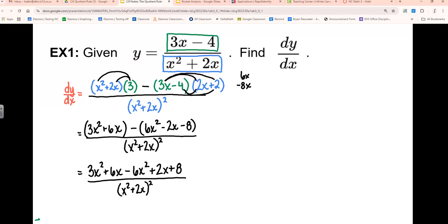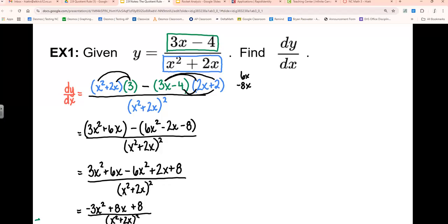There. And you can combine your like terms. So you got 3x squared and negative 6x squared is going to give you negative 3x squared. I got a positive 6x, positive 2x. That gives me a positive 8x and a plus 8 on the end. And then x squared plus 2x squared.